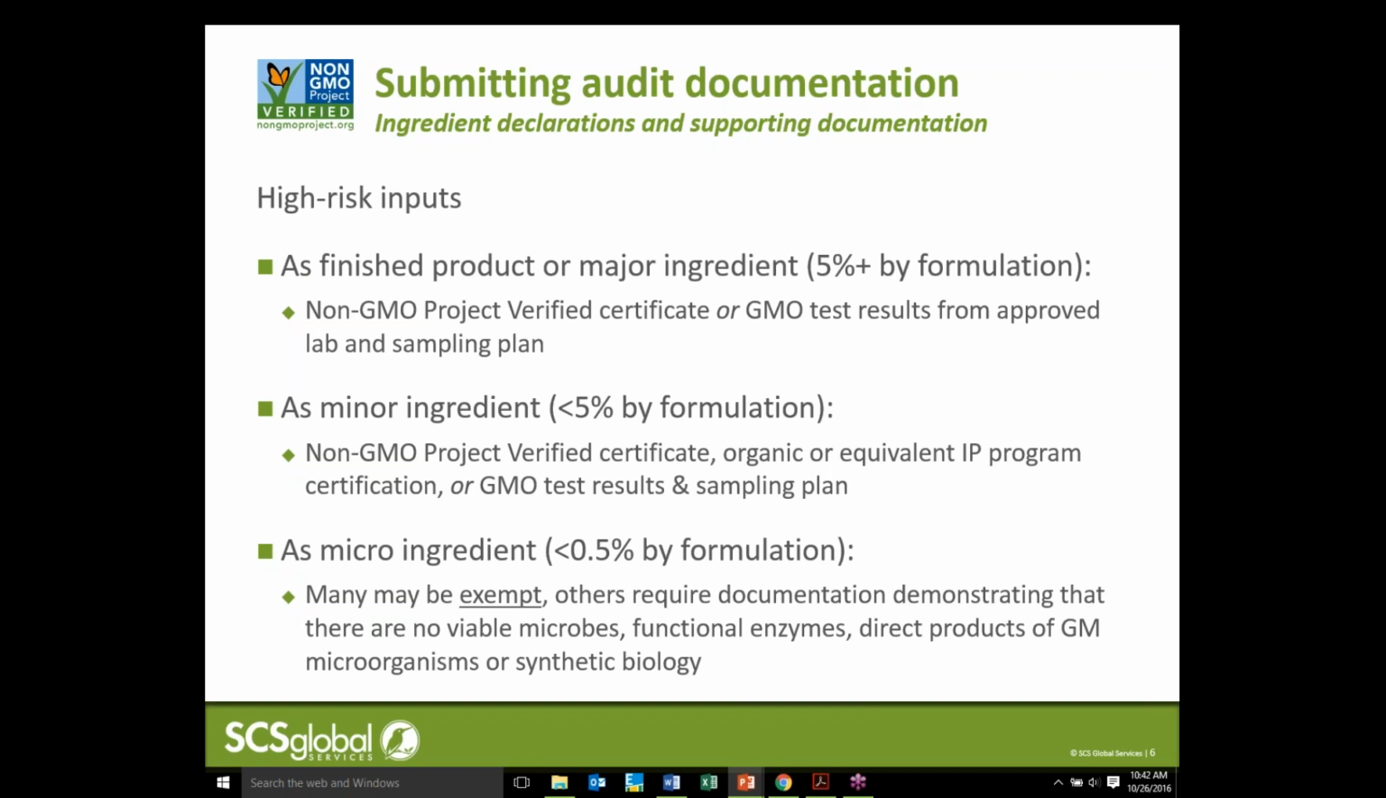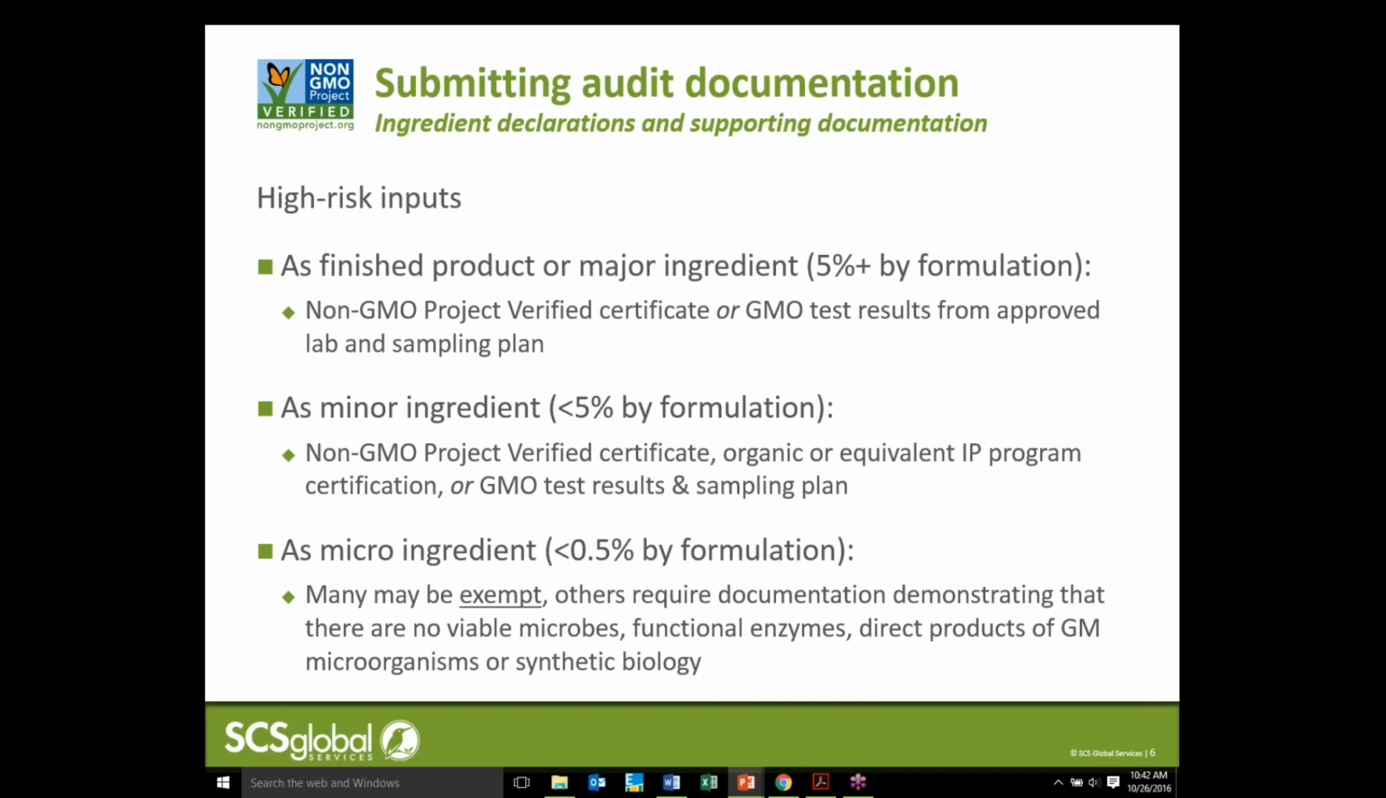So as you can see, the way that high-risk inputs are evaluated depends on how they are formulated in a finished product. So if a high-risk input is itself a finished product, corn, soy, raw agricultural commodity, say, or a major ingredient, which comprises 5% or more of your finished product formulation, if a Non-GMO Project Verified certificate is unavailable, participants are going to be doing genetic testing, which includes PCR testing from approved labs and a statistically valid sampling plan. It is through genetic testing that these major ingredients can be demonstrated on a consistent basis to be absent for GMO risk.